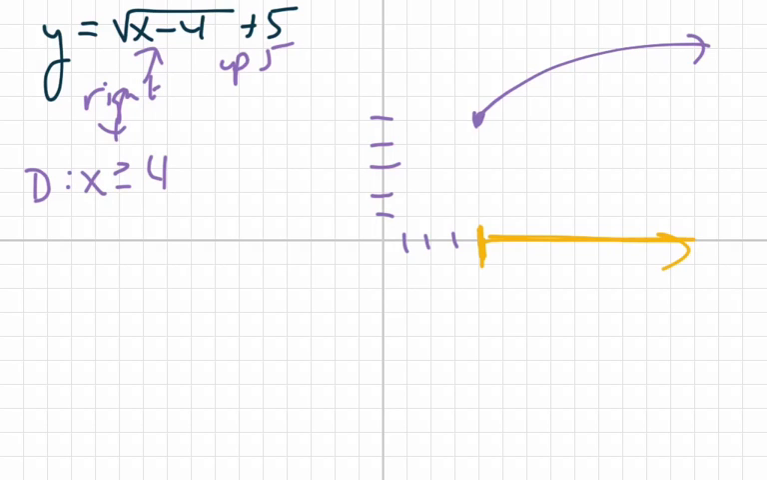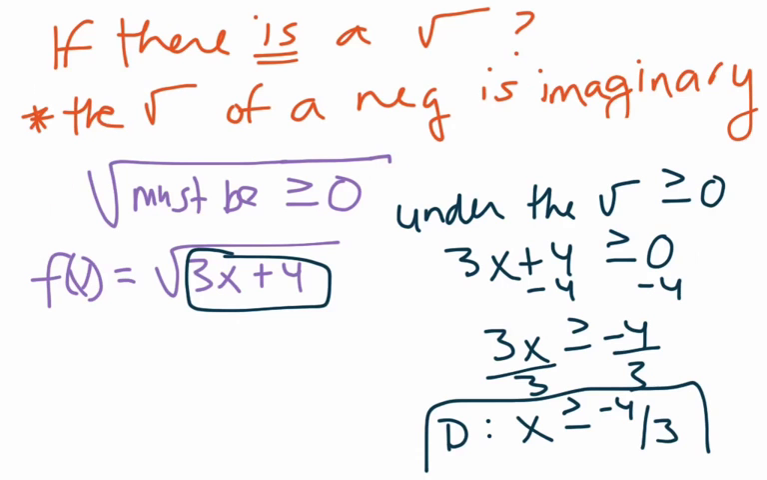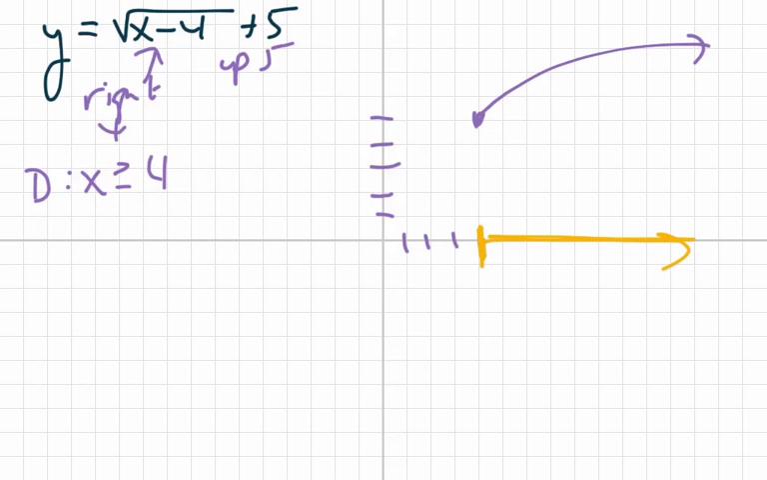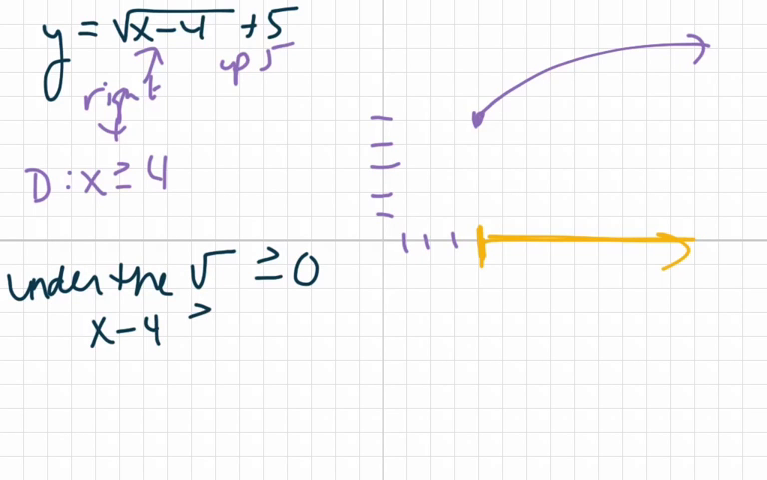Now let's do the same thing using this process. So you say, yes, there is a square root. And you think through it this way. Under the square root has to be greater than or equal to 0. Well, what's under the square root? x minus 4. Add 4 to both sides. x is greater than or equal to 4.